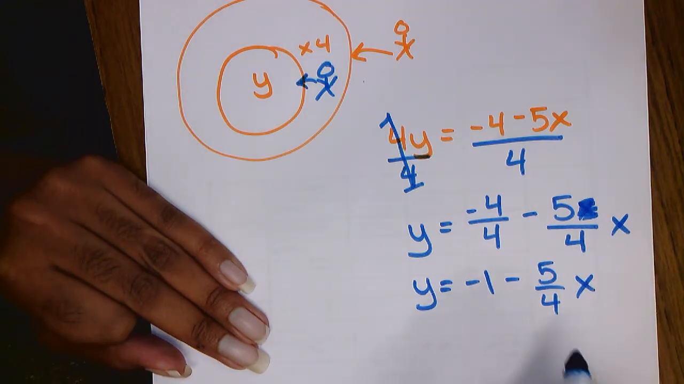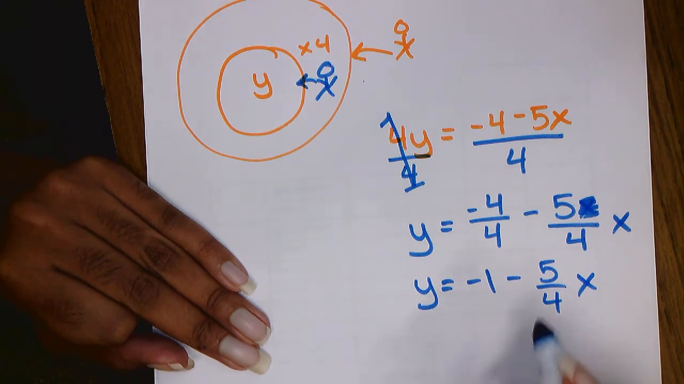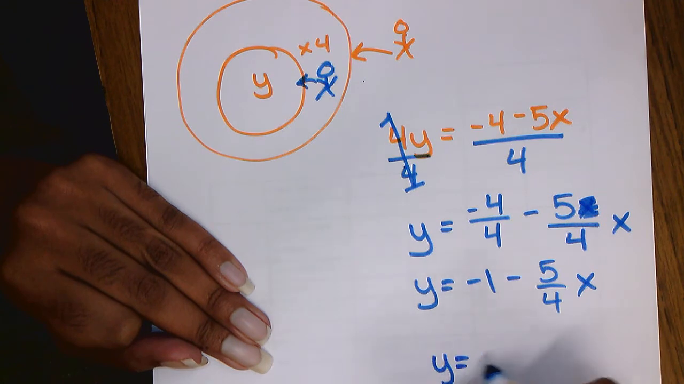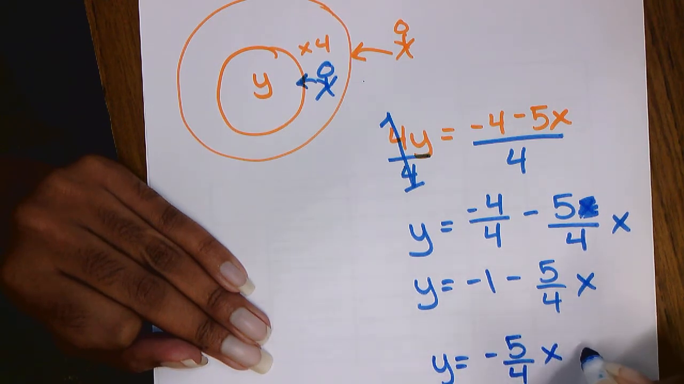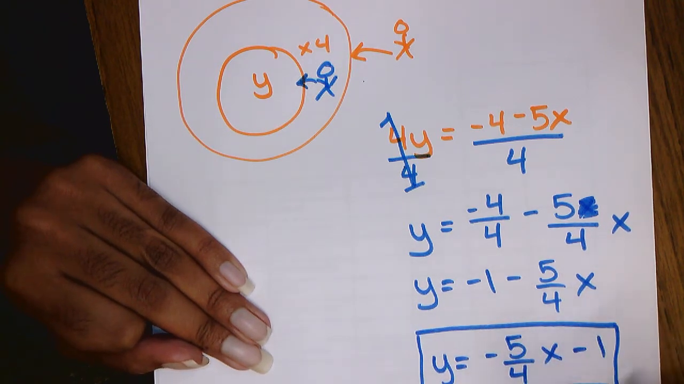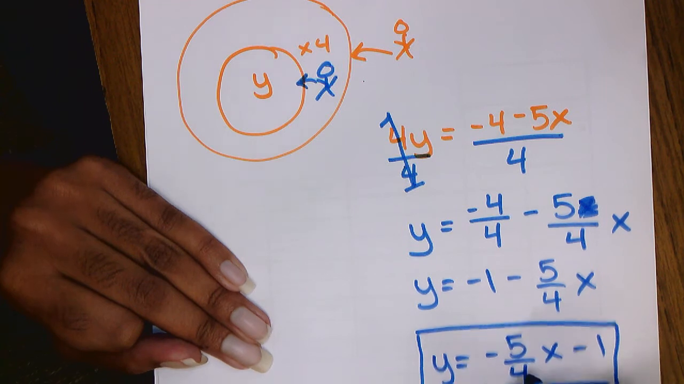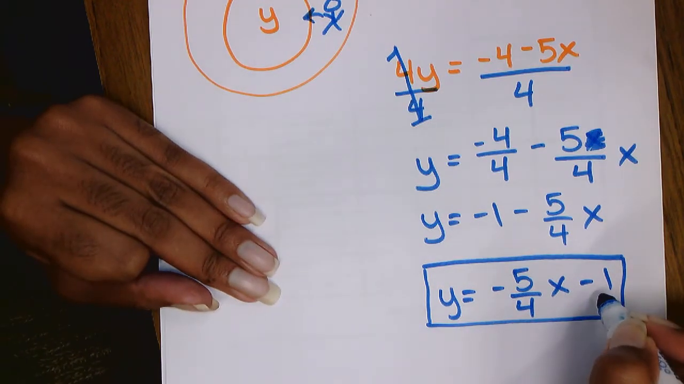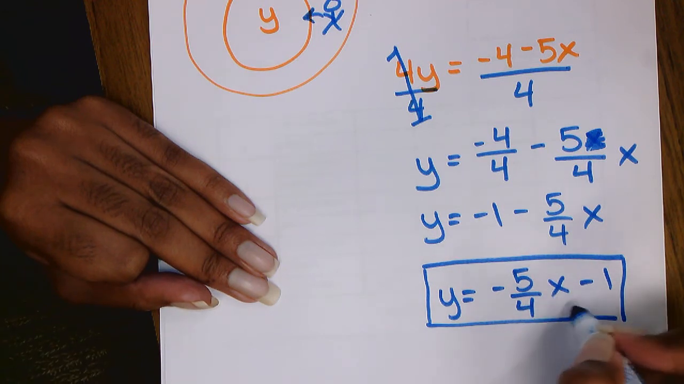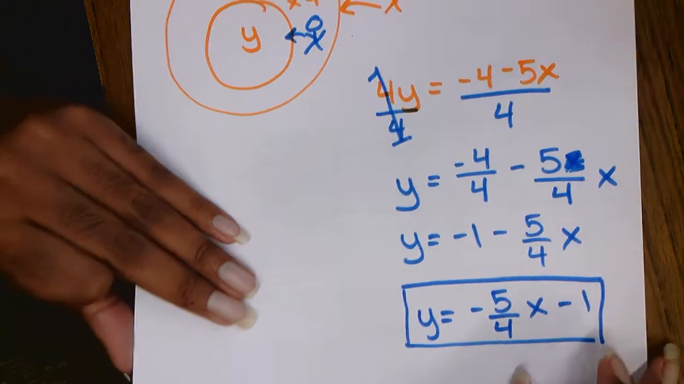And now we want to rearrange our equation into y equals mx plus b form. That was step 5. So we could rewrite that as negative 5/4 x minus 1 as our final equation. So our slope would be negative 5/4, and our y-intercept would be negative 1. So we would go down 4, right 1, down 4, right 1 from our y-intercept point.